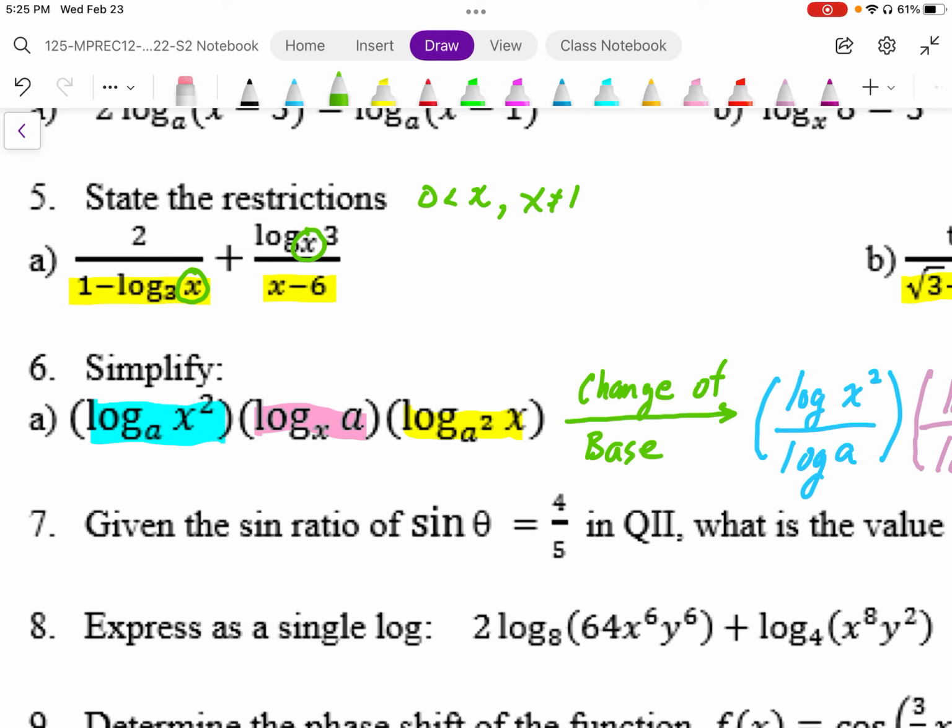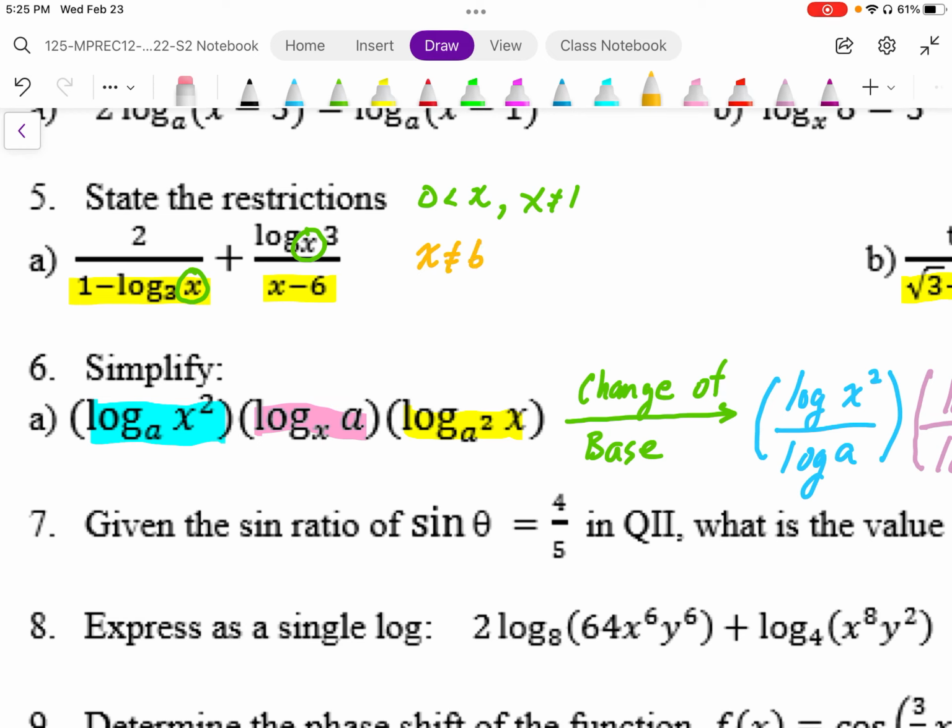We also have a restriction of x in the argument. So that x in the argument actually doubles with that restriction there. Okay, so we're having overlapping restrictions based on the inside argument and also the base. We also have to consider the divide by 0. So we can't divide by 0, so x cannot be equal to positive 6.